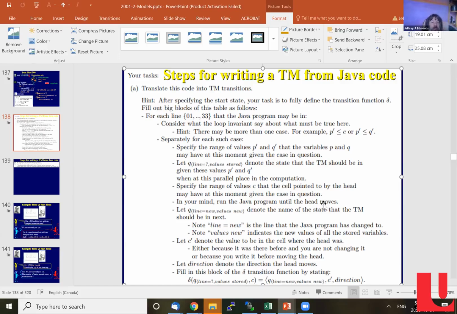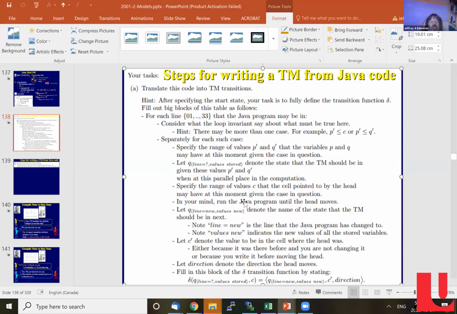Now, if you run the Java program just until the next line, then maybe the head doesn't move, but then you're going to have more lines. If you run it until the head moves, then the head moves. And then you say, if I'm in this state and I'm reading this character, what's the new state? What do I write on the tape? What direction does the head move? And then that finishes that block. Now I'm in line 1, but I have a different case. So I do line 1, the other case. I do the whole thing.